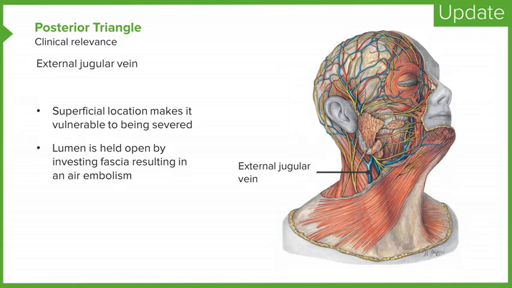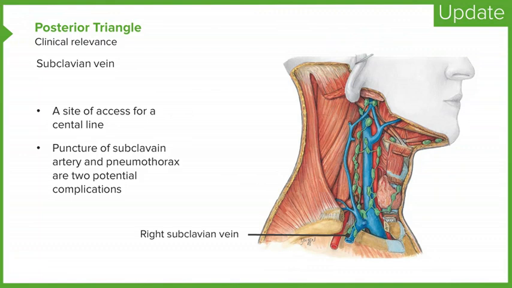The superficial location of the external jugular vein makes it vulnerable to being severed. The lumen is held open by investing fascia, thus resulting in an air embolism. The subclavian vein is a site of access for a central line. Two potential complications could be a puncture of the subclavian artery and a pneumothorax.